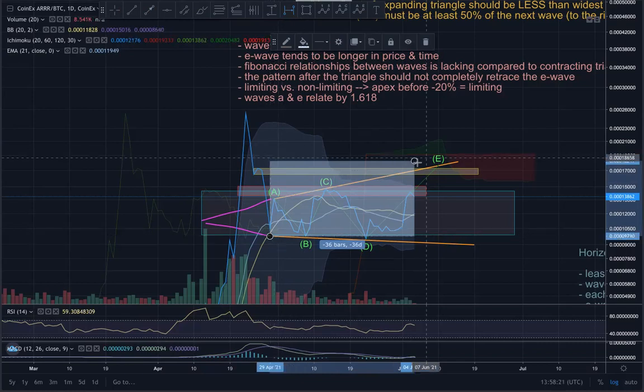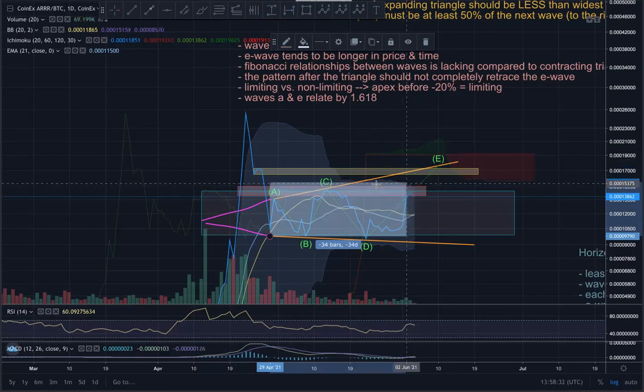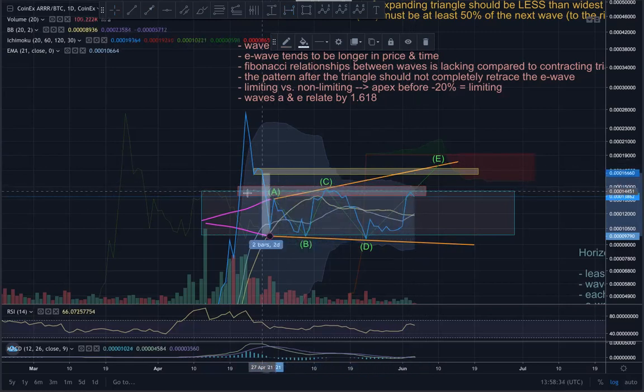Okay, 36 bars. So 10% of that is 3.6 bars. Therefore, 20% of that would be about 7 to 8 bars. Okay, let's do 7 to 8 bars from here. 6, 7, 8. Here's 8.